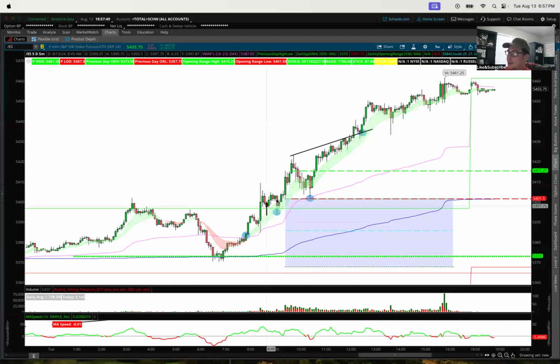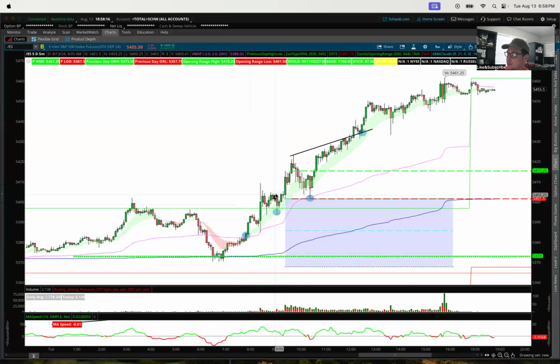So we get in here, and if you notice, this candle right here was the PPI data. Price was all over the place right here. But if you notice, we tagged VWAP and we held the VWAP, and price did not close outside of this candlestick. So you could have added right here. It's going to be extremely tough to add on a data candle and snag this entry. I wasn't able to get this entry today.